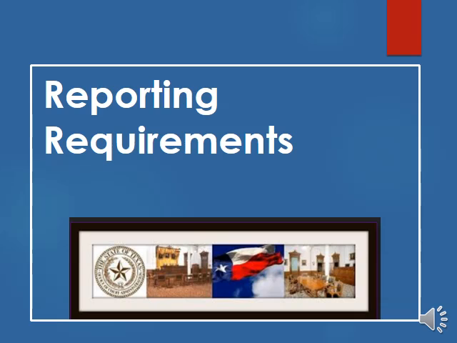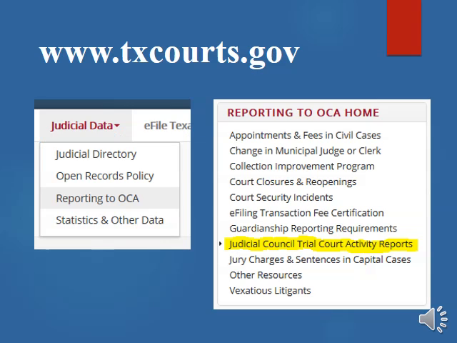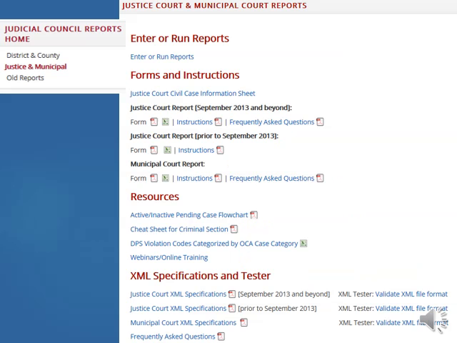Now let's move on to the reporting requirements and other information on submitting the reports. Our Reporting to OCA webpage has information that is very helpful for preparing and completing the report. At the top of the Texas Judicial Branch webpage, www.txcourts.gov, select Judicial Data, then Reporting to OCA. On the Reporting to OCA page, select the Judicial Council Trial Court Activity Reports.